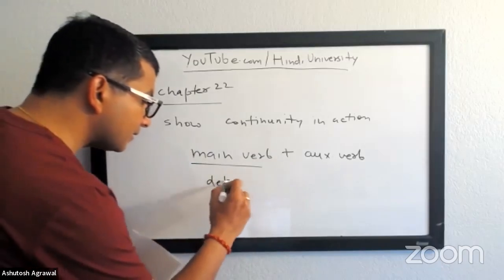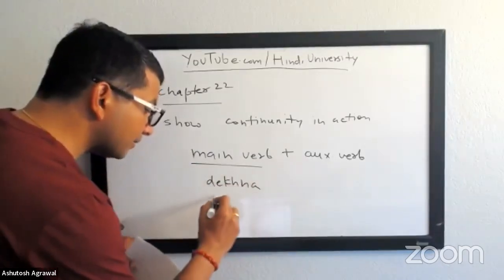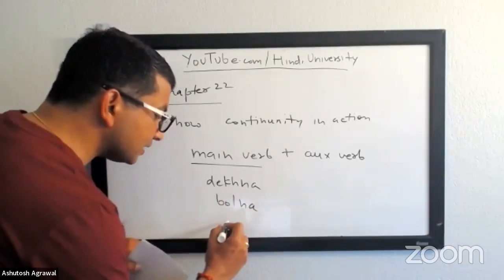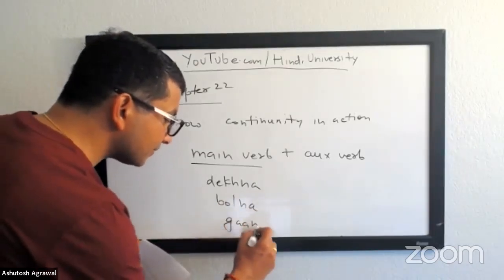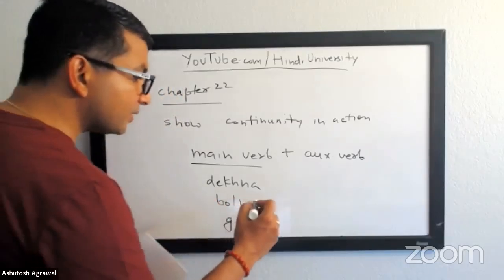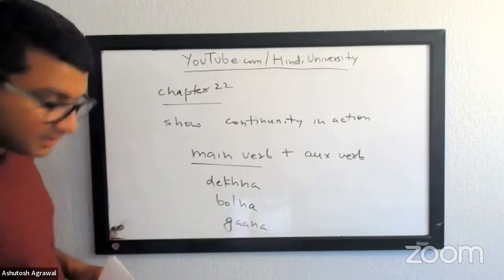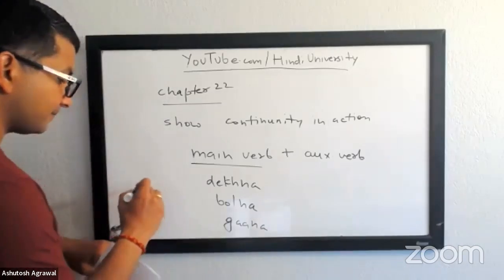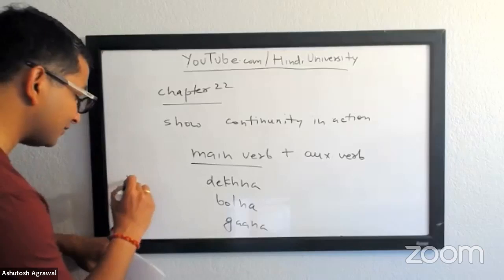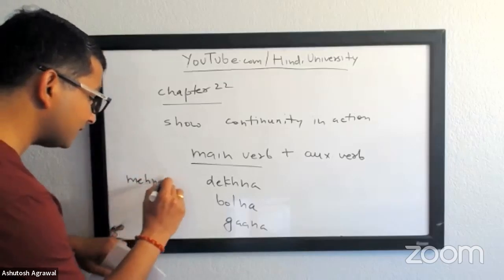dekhna, bolna, and similarly khana, for example. When we say "work hard," what is the verb here? To work hard is मेहनत करना. Very good, right? So you have मेहनत करना.